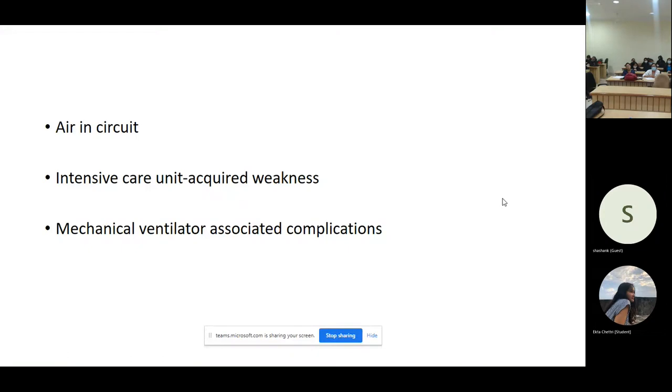So this leads to degeneration of axons with evident loss of myosin fibers and type 2 muscle fibers, leading to atrophy of type 2 muscle fibers and axonal degeneration, which leads to critical illness myopathy and critical illness neuromyopathy.